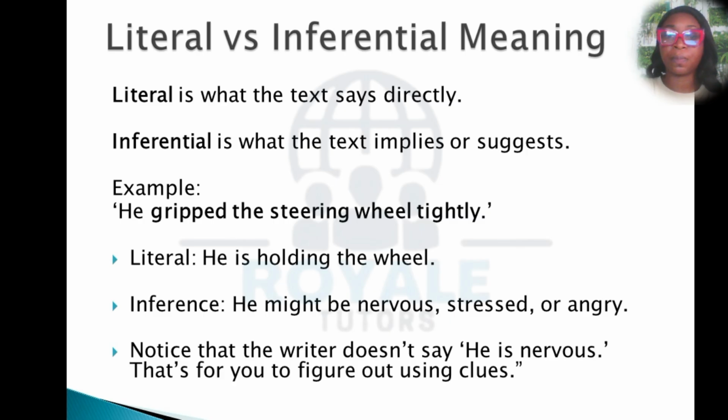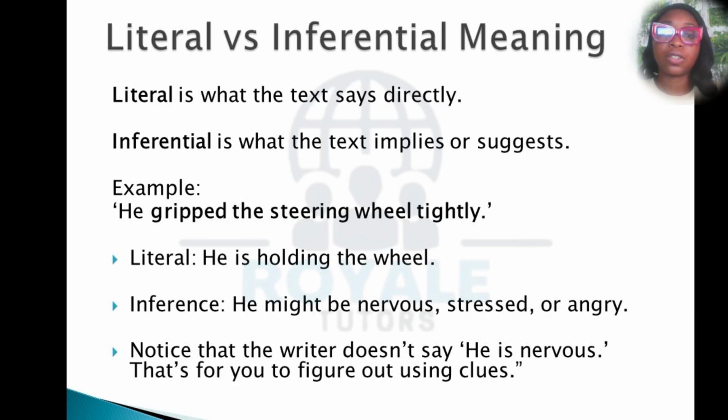Now the clue here is gripped tightly. With the knowledge that somebody gripping something tightly could mean the person is nervous, as we have here, it might be nervous, stressed, or angry. Notice that the writer doesn't say he is nervous. The writer did not state it directly. Instead, it gives us a clue. We've been given a clue here to figure out what the writer means, and that is what inference is.